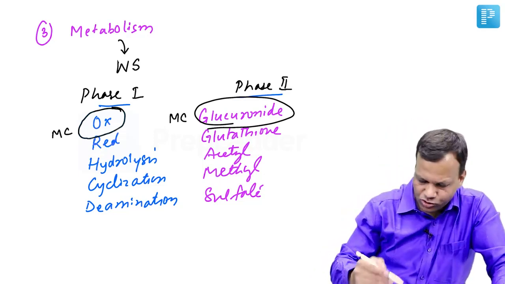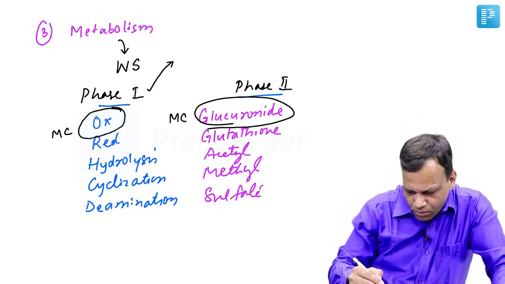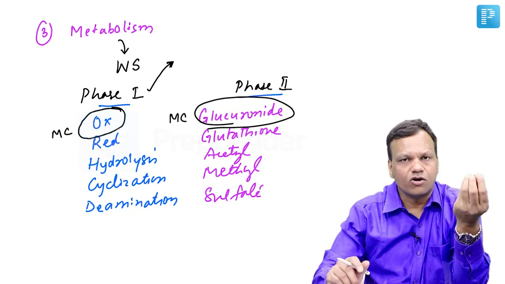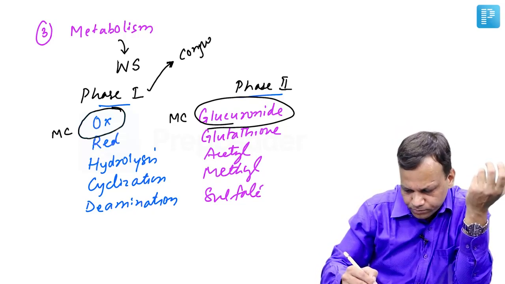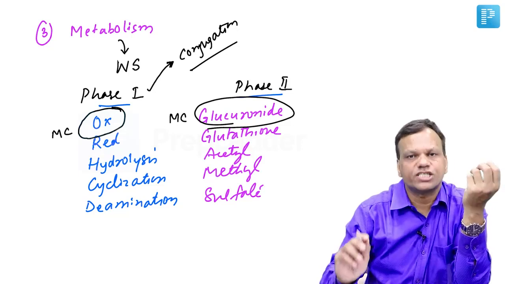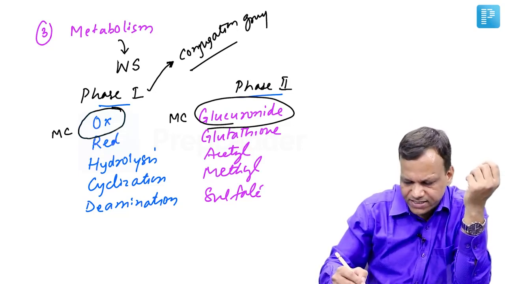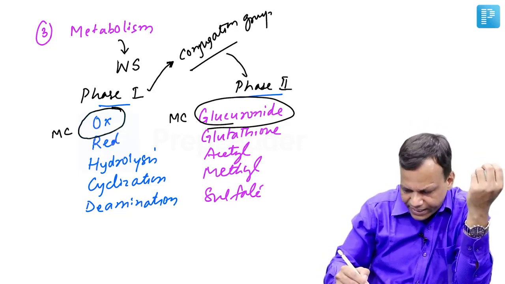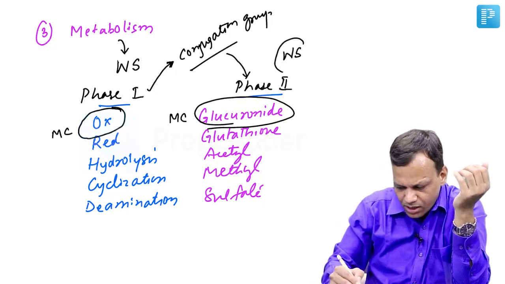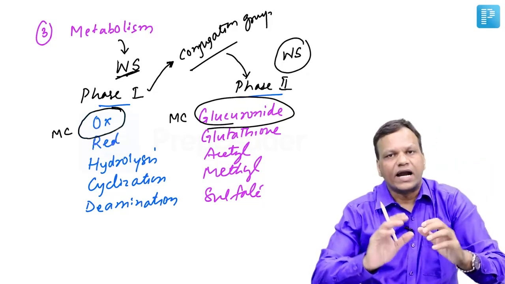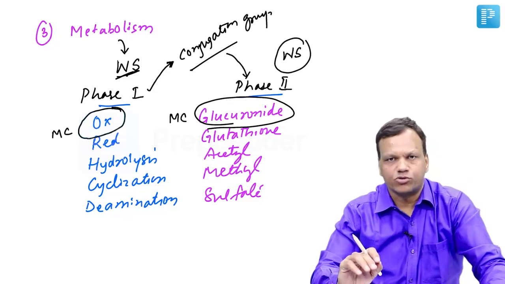The purpose of phase 1 reaction is to make the drug sticky, or we can say to attach the conjugation group, or functional group. So when the functional group is attached, the drug becomes sticky. Now we can carry out the phase 2 reaction. So the purpose of phase 2 is to make a drug water soluble. The purpose of phase 1 is to attach the conjugation group or functional group to the drug.